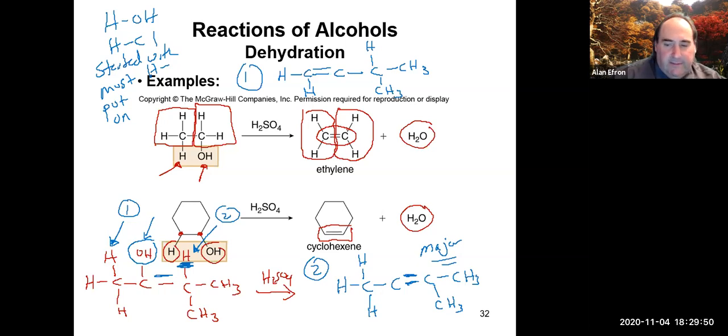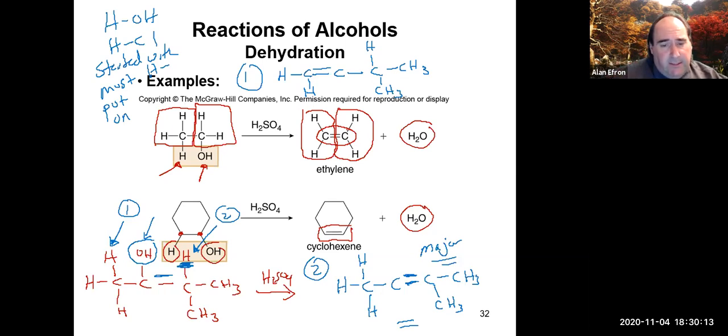This would technically give us our major product. This would be our minor product. For our purposes, probably if you drew either one, you'll be okay. But technically speaking, probably this would be the major one that would happen. Again, when we put on the H, it goes to the one with the most. When we need to remove the H in a dehydration reaction, it goes to the one with the least. So sort of the opposite way that we put it on.